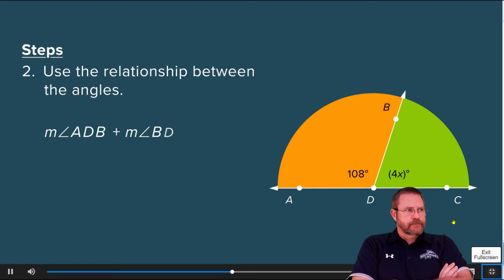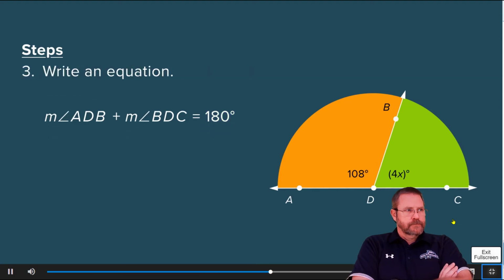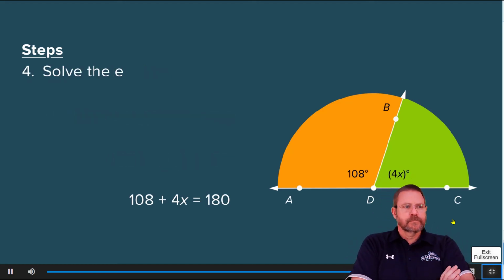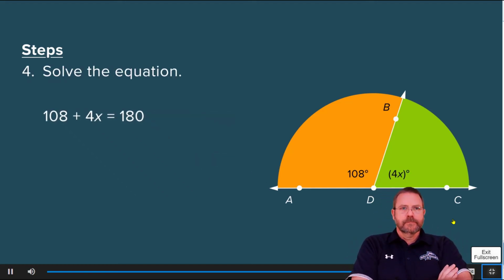Set the sum of the measures of the supplementary angles equal to 180 degrees. Write an equation by substituting for each angle measure. The measure of angle ADB is 108 degrees. The measure of angle BDC is given by the expression 4x. The last step is to solve the equation to find the value of x. The value of x is 18.